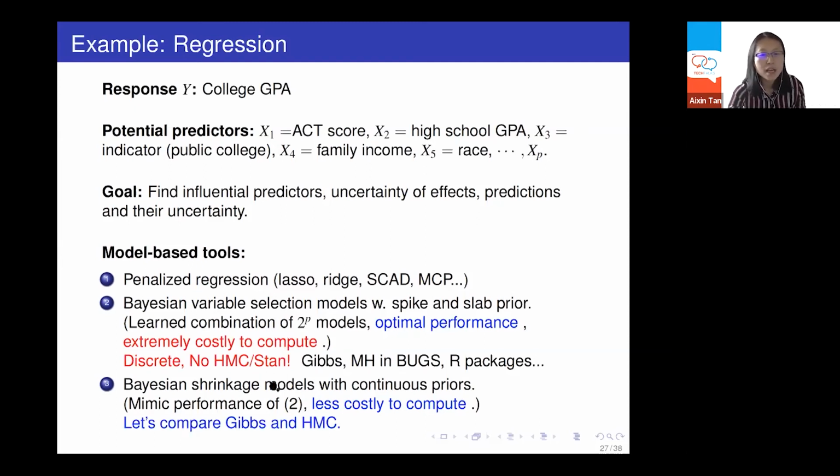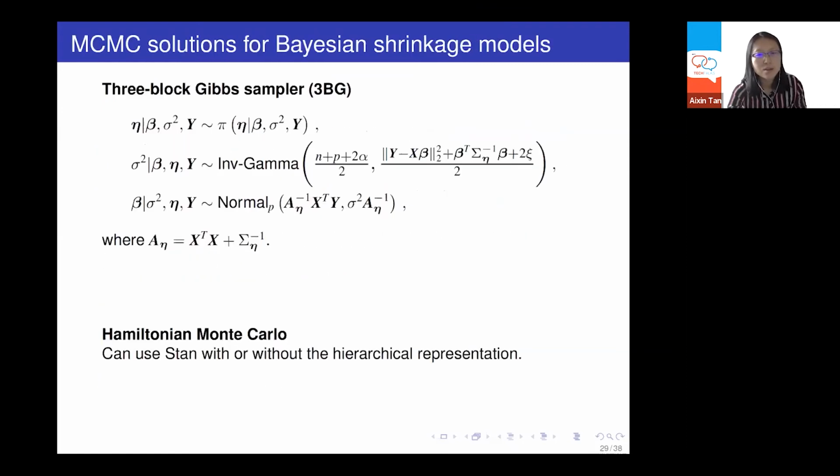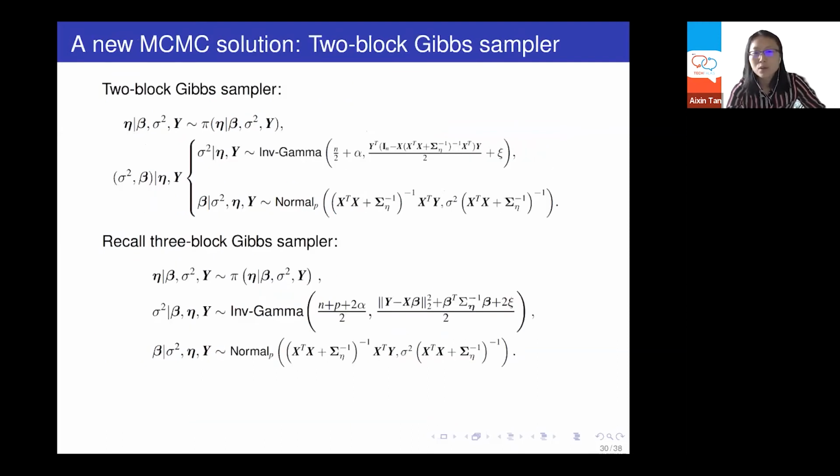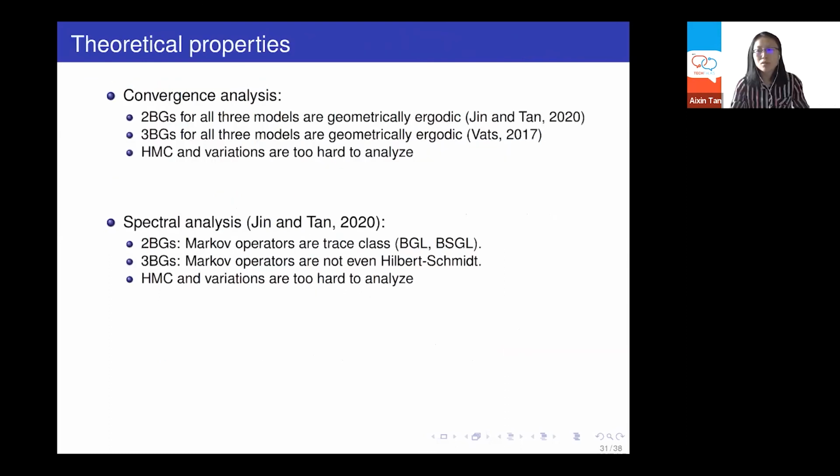Okay, so for these Bayesian shrinkage models, basically we did some theory behind it. We checked existing Gibbs samplers and Hamiltonian methods. They all have their problems: either slow convergence, or extremely costly, or no guarantee of the theoretical properties. What we did is we made use of our knowledge of the posterior and decided we need to block the two components that have high posterior correlations. And without making the computing more costly, we hugely increased the speed. We hugely increased the efficiency of our exploration, okay?